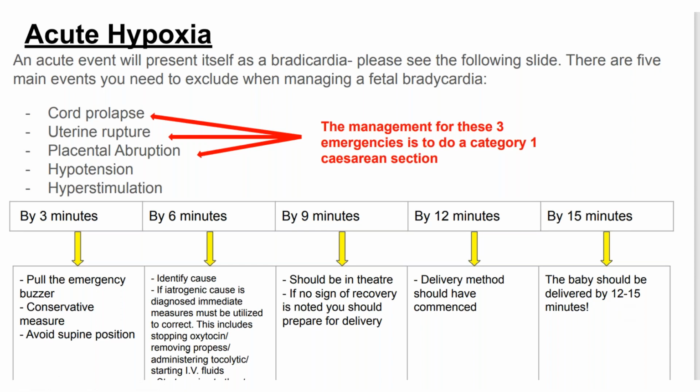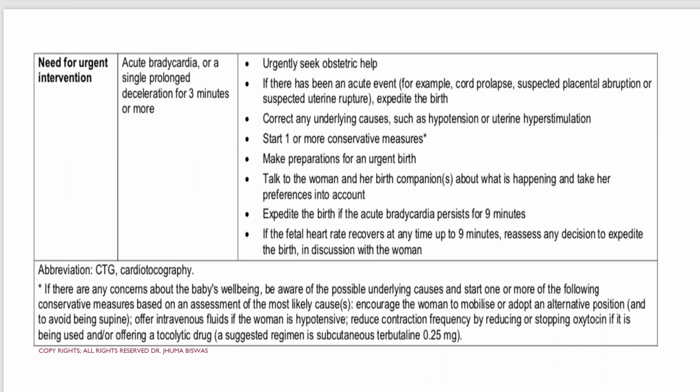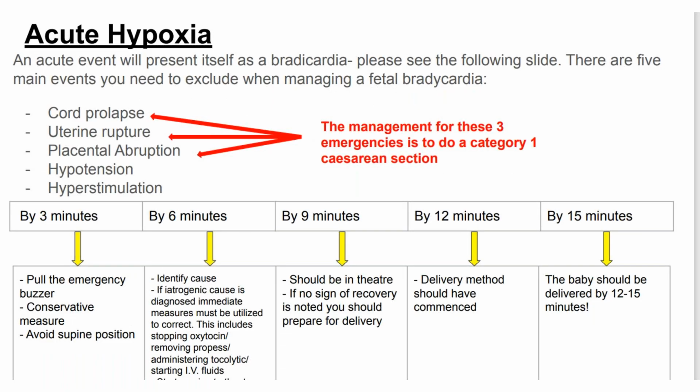Okay, so always think about this rule of 3. By 3 minutes, pull the buzzer. By 6 minutes, do some conservative management. By 9 minutes, move to the theater, and deliver the baby within 12 to 15 minutes. So this is called the rule of 3. This is for acute bradycardia or a single prolonged deceleration of 3 minutes or more. Always remember, within 9 minutes, move to theater, delivery within 12 to 15 minutes.